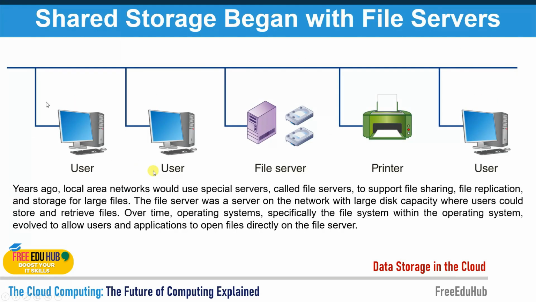Now that's shared storage, which began with the file servers that we had a long time ago. As you know, all users, printers, and everything were connected to a file server, which had multiple hard drives, and we used to save stuff in that. Years ago, local area networks used special servers called file servers to support file sharing, replication, and storage of large files. The file server was a server on the network with large disk capacity where users could store and retrieve files. Over time, operating systems, specifically the file system within the operating system, evolved to allow users and applications to open files directly on the server.